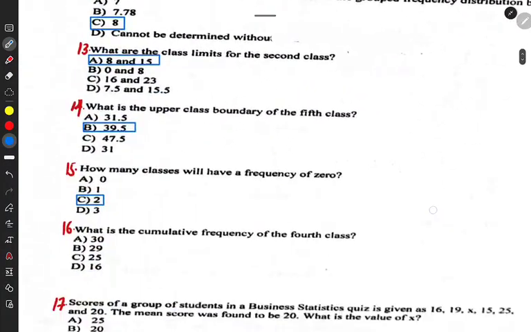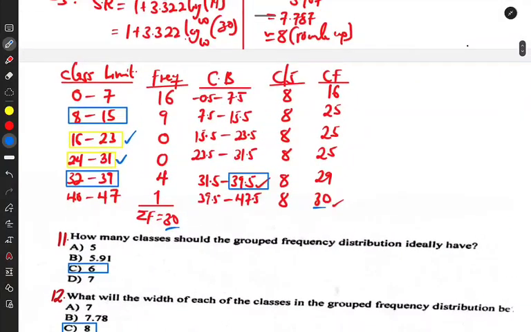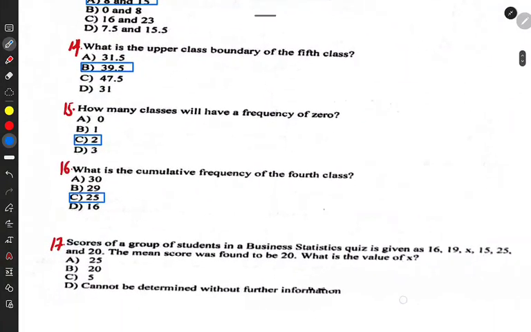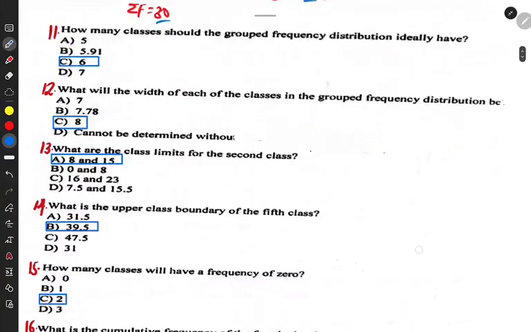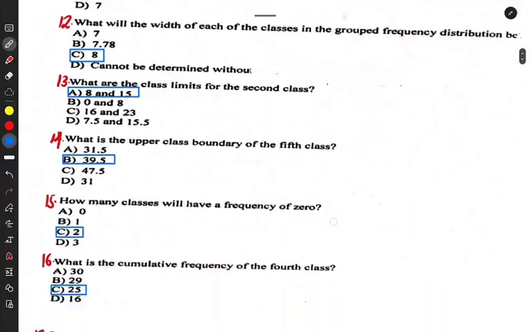So going back to our question 16, what is the cumulative frequency of the fourth class? The fourth class is at this range, which is 24 to 31. 24 to 31 is our fourth class. So our fourth class for cumulative frequency is supposed to have 25. So let's take note of that. So 25 is going to be the answer for question 16. Then question 17. So we are through with question 11 to 16. Let's move on to question 17.